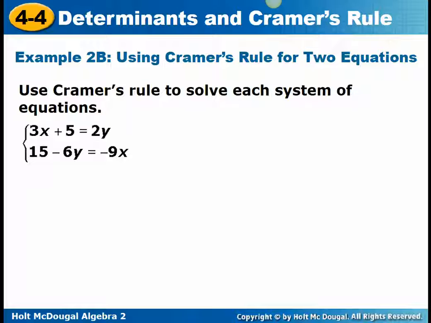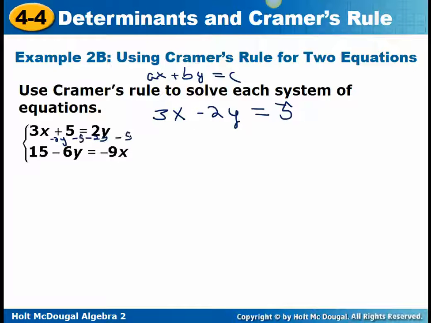Here's another example. First of all, we have to start by rewriting these in ax plus by equals c form, because this is not in this form yet. So I would subtract 2y from both sides, and then I would subtract 5. So I would move this over this way and then change this to this. And then in the second equation, I need to subtract the 15 and add 9x. So I would get 9x minus 6y equals negative 15. So that's your first step, to make sure they're in standard form first.